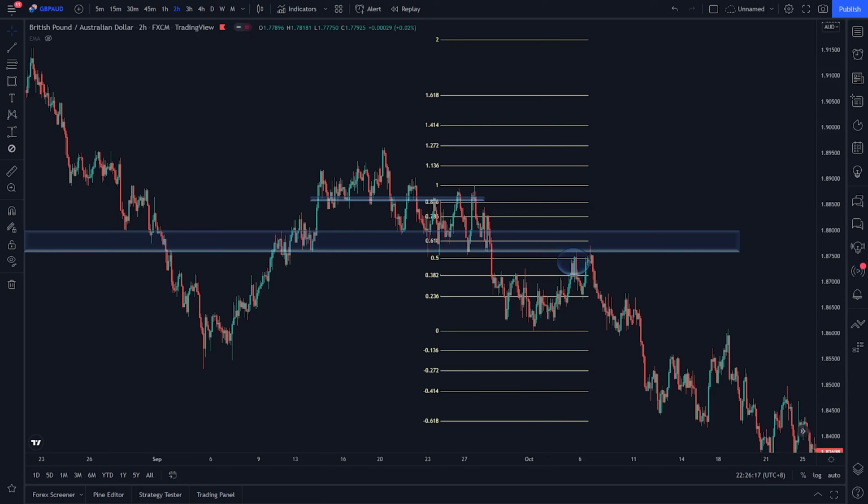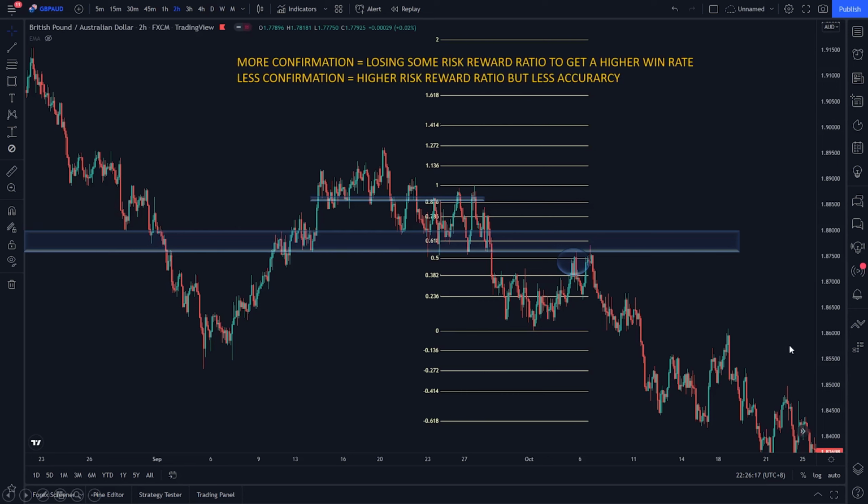Some people like to use the 1-hour time frame, engulfing candle, for entry. Different strategies have different advantages and disadvantages.